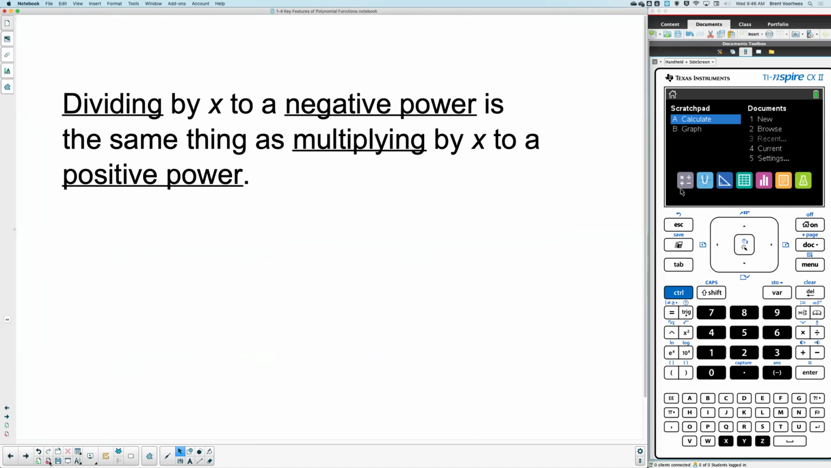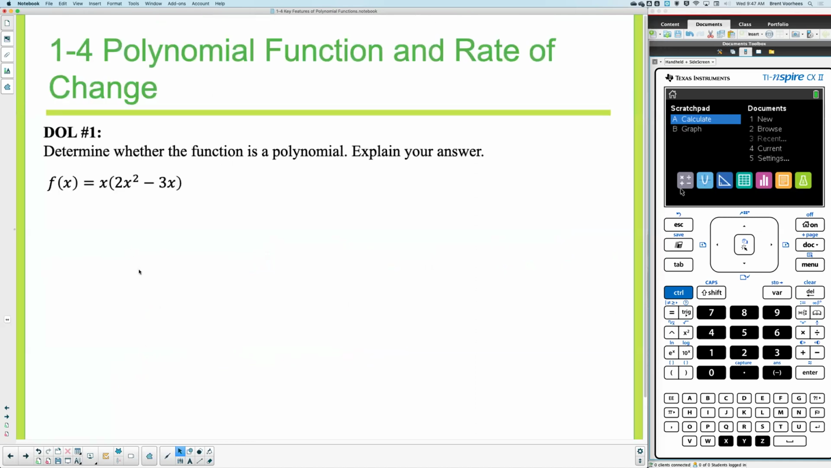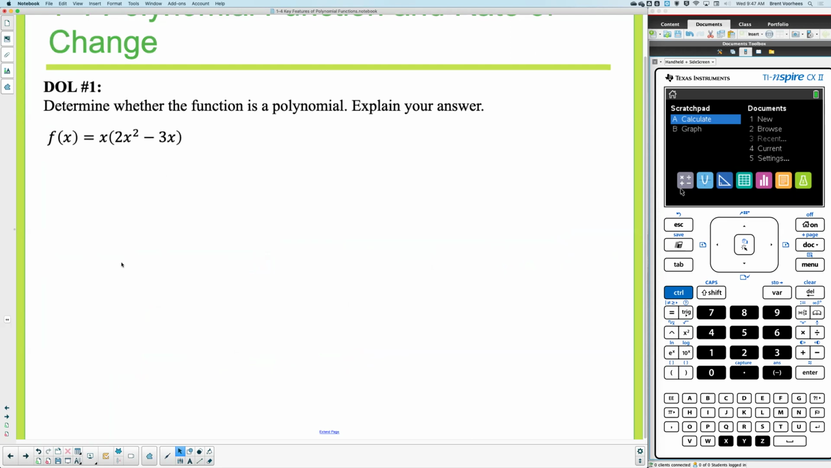All right, so picking back up here, we have our first DOL. I want you to determine whether this function is polynomial. Now you'll need to simplify it. What does it mean in mathematics whenever you see a parenthesis? You're gonna have to multiply. I need you to multiply it, simplify, and see what you come up with. DOL number 1.